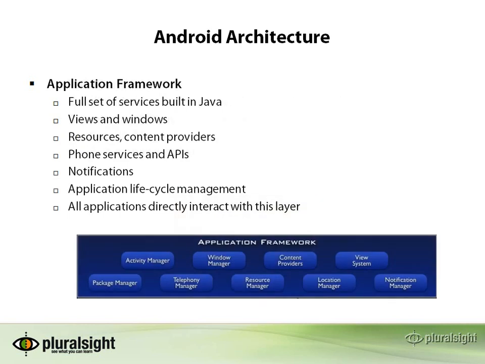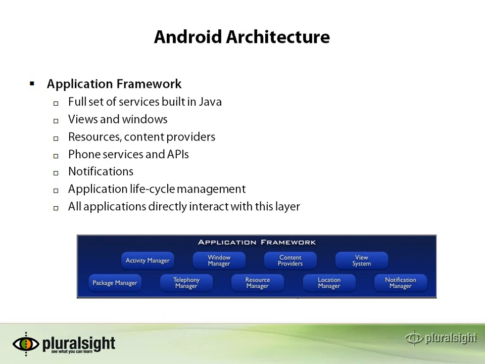If we look at the application framework layer, this is where things start to get a little bit more interesting. It's a full set of services. They're all built in Java. We have things like views and windows, which are basic display elements. The resources, like your images, content providers, which are basically going to give you access to a SQL database or a contacts application, any kind of data that you would need in your application. The phone services and APIs are going to be things like the dialer, the location manager, and a full notification system is built in at this layer that you can access.